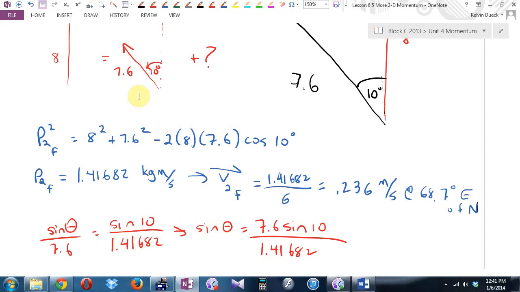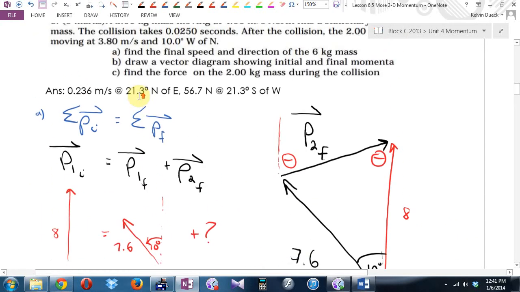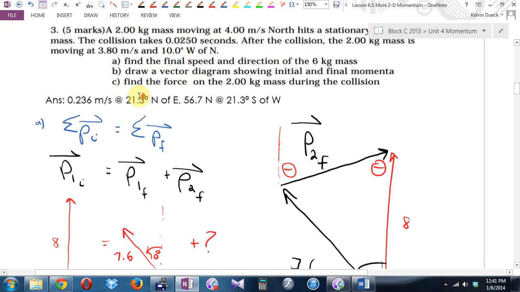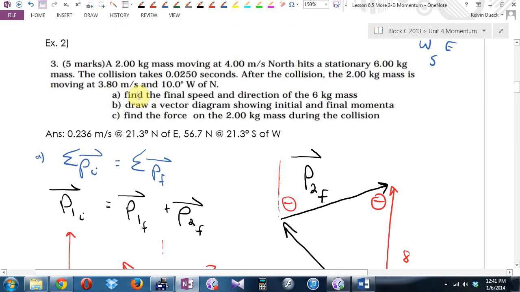So I've done A, and in doing A, I did B. I drew a vector diagram. What does C want me to find? Curtis, what does part C want me to find? Find the force on the 2 kilogram mass. Well, that's going to be its change in momentum, right?